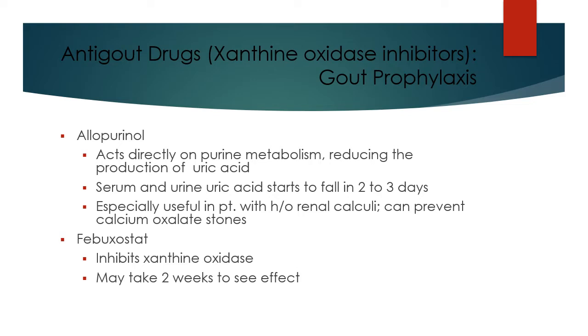Allopurinol acts directly on purine metabolism. The serum and urine uric acid starts to fall within 2 to 3 days. And this can actually be used off-label for prevention of renal calculi. It can help prevent calcium oxalate stones. Febuxostat also inhibits xanthine oxidase, but it may take about 2 weeks to see the effects.